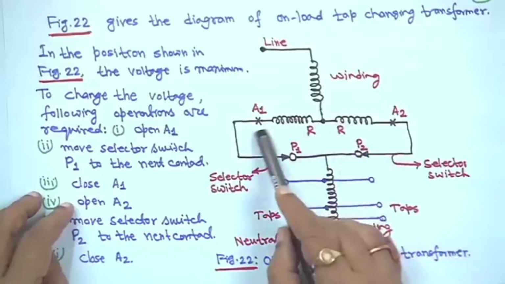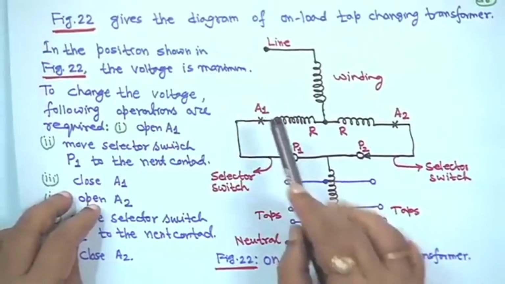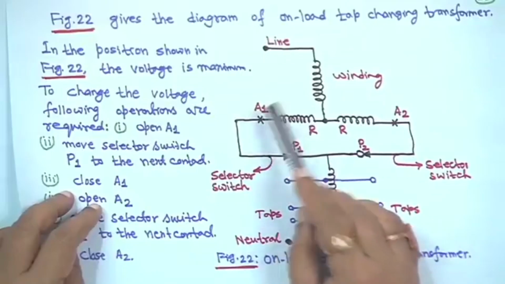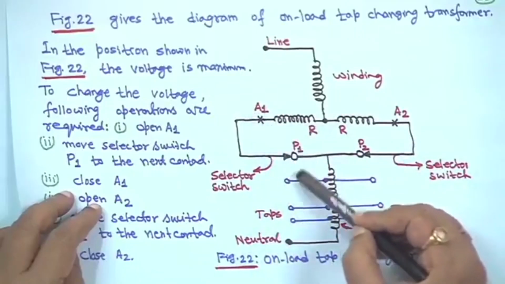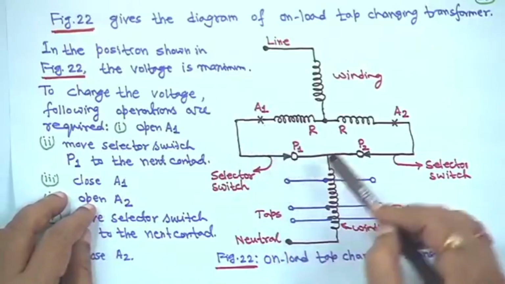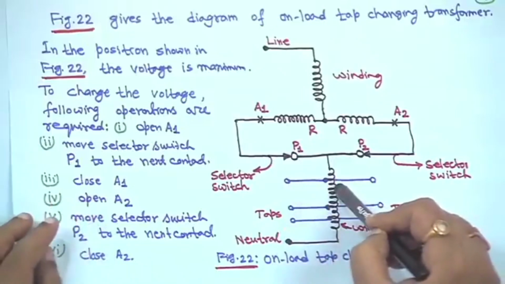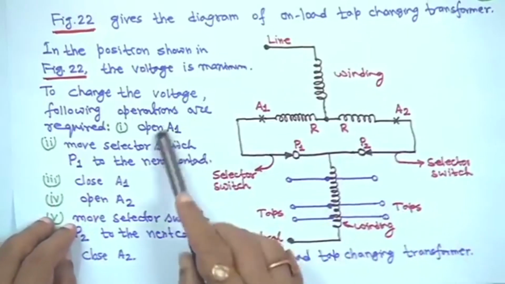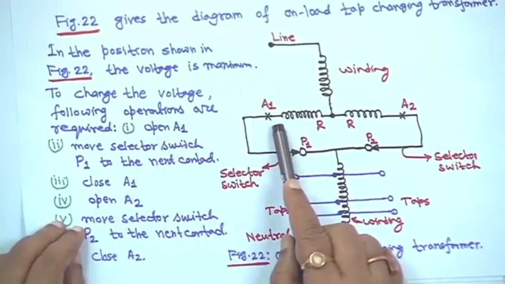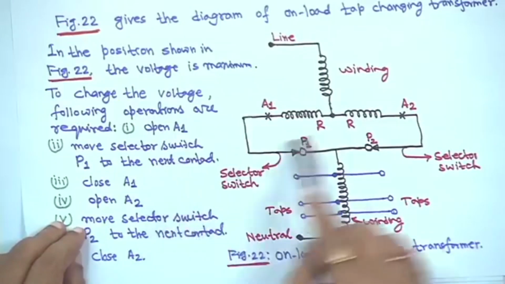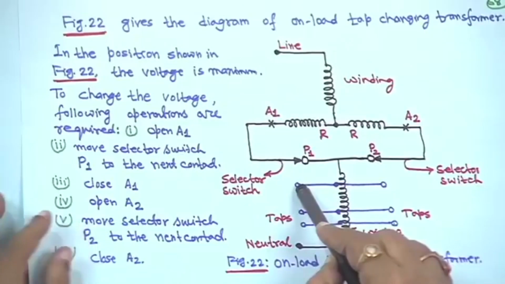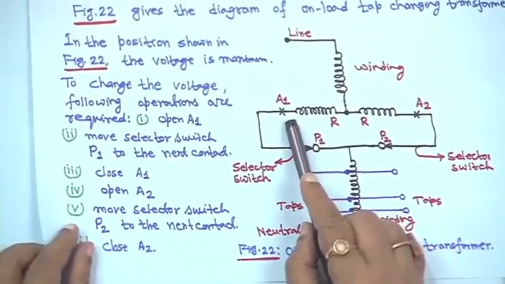What one can do is this, I am not showing it again, just listen. This one you can open, this one you can open, right. Once you open it, bring the selector switch to the next position, that means here, right, and after that you connect it to A1, that means its position is changed. That is why to change the value, the following operations are required: one, open A1, right, move selector switch P1 to the next control, that means from here to here, right, and then again you close A1.